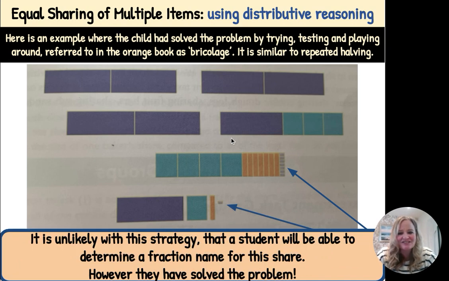It's unlikely with this strategy that a student will be able to determine a fraction name for the share. She's able to describe it as a half, a small part, a mini part, and a teeny weeny part. She's not able to give it a fractional name. She has still solved the problem though, so it's still a valid solution to the problem.